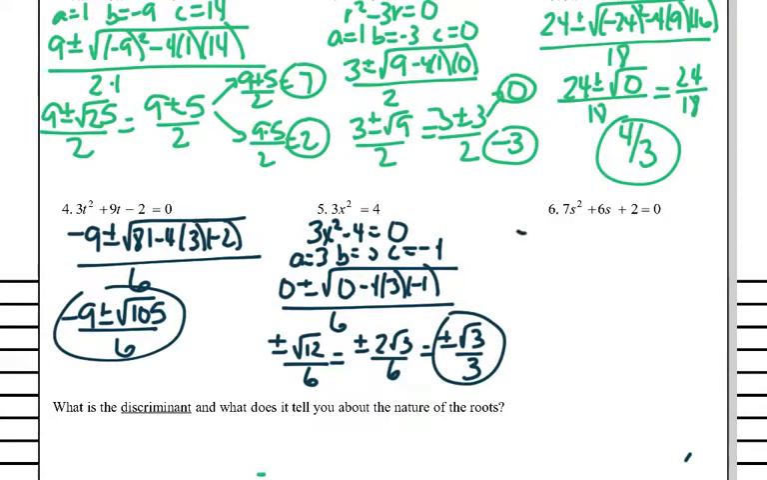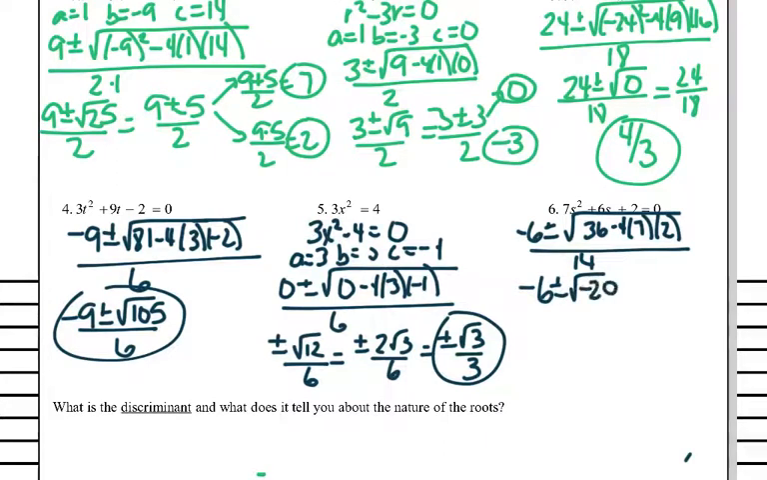Last one here. So this is going to be negative b plus or minus square root of 36 minus 4 times 7 times 2. And 2a is going to be 14. This is the first time that we're going to see a negative number underneath the square root, negative 20. What's the square root of negative 20? Right, 2i root 5 over 14.